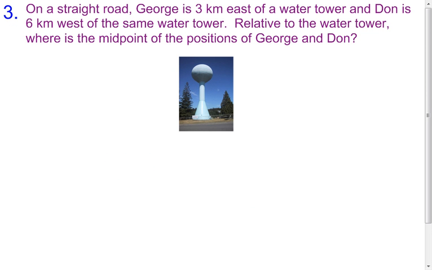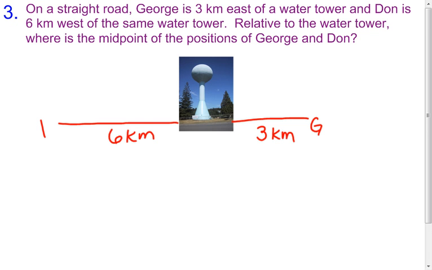All right, then the next one. On a straight road, George is 3 kilometers east of a water tower. So George is 3 kilometers this way, and I'm going to say G for George. Don is 6 kilometers west of the water tower. So Don is 6 kilometers this way, and I'm going to say D for Don. Relative to the water tower, where is the midpoint position of George and Don?